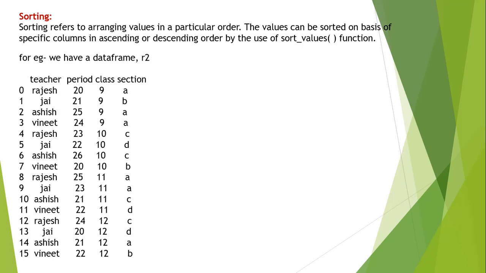Suppose we are given this data frame r2, as we had earlier, that data frame we converted from the table. Here the entries are given with the teachers as Rajesh, Jay, Ashish, Vineet, repeated accordingly. The periods are given, and the associated classes and the section. Now, if we have to sort it according to a particular column, let's see how we can do it. If we write the code as r2.sort_values('teacher').